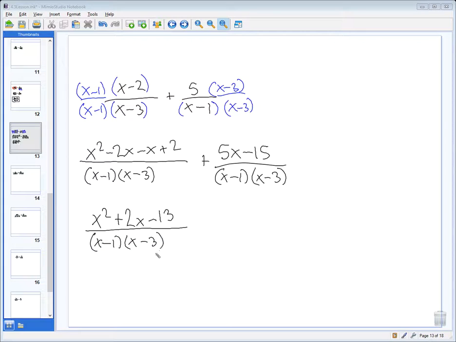And we still have the denominator of x minus 1 and x minus 3. Now we look to see if we can factor the top, which we cannot, so this is the answer.